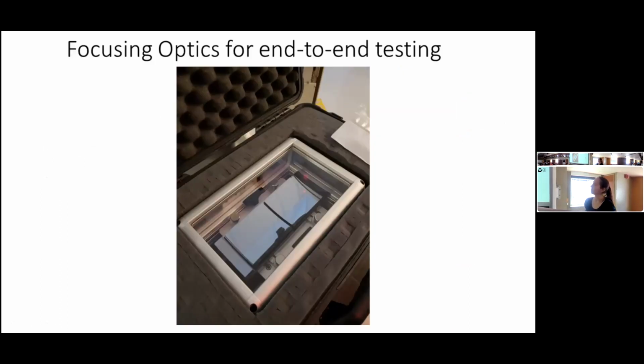Other things that we can play with that we have not yet put into our system: we have a focusing optic that the plan would be to put in that grating chamber, so that you can make a focused beam that's going into your gratings and the rest of the system, so that you get more or less an end-to-end test of this whole system.